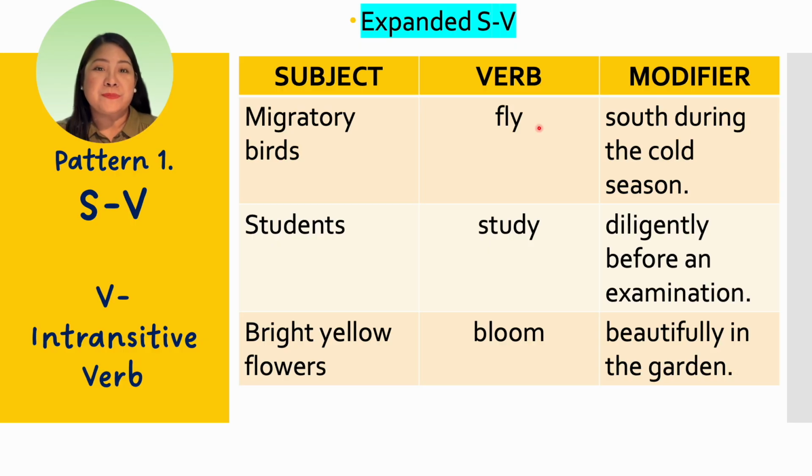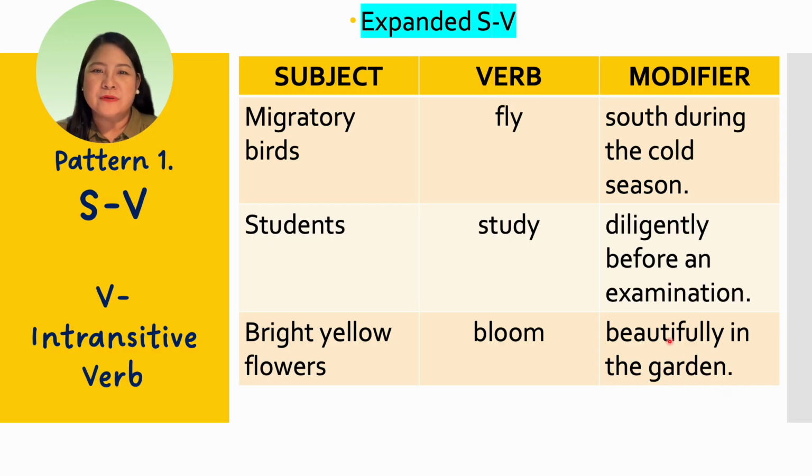We could actually put a period here. Remember them a while ago with a very basic structure. Birds fly. Some more details or modifiers. Fly south during the cold season. So the same goes with what we have in the second sentence and the third sentence. A while ago, it's just flowers bloom. We added more details. What kind of flowers? Bright yellow flowers bloom beautifully in the garden.